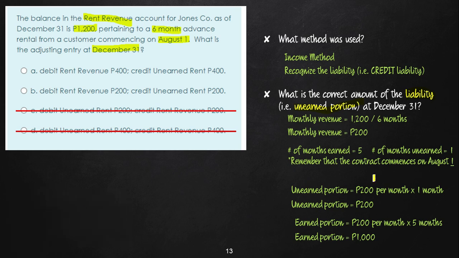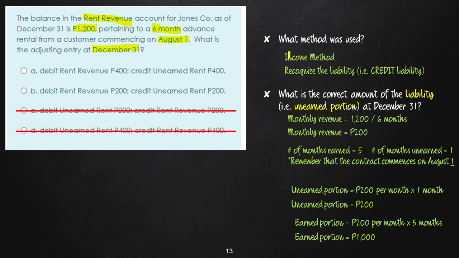Okay? Quick check lang. So we have 5 months earned plus 1 month unearned. That means a total of 6 months, which is the coverage. And then you have unearned portion is 200. Then the earned portion is 1,000. So 200 plus 1,000 is 1,200. Okay, so tugma ra mga amounts.